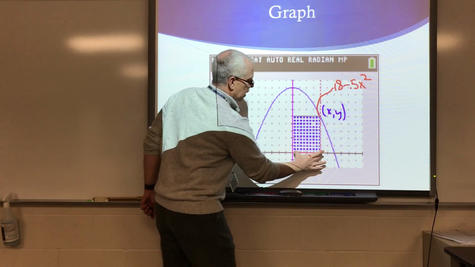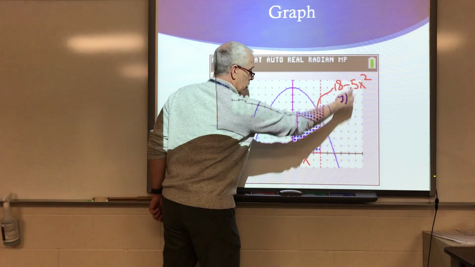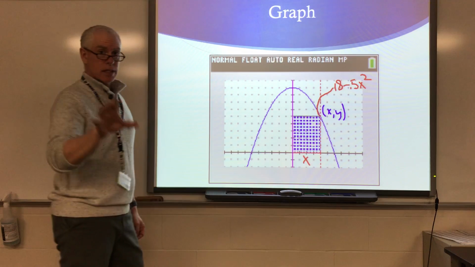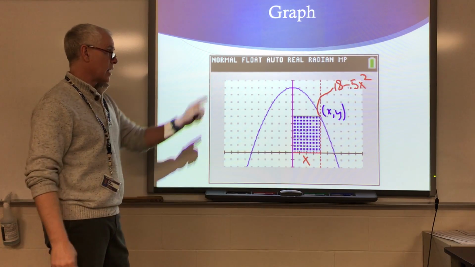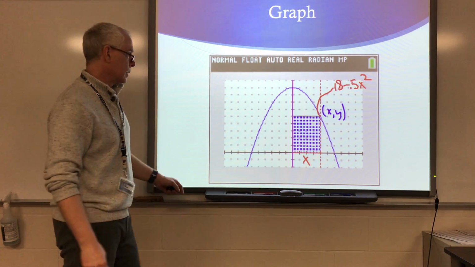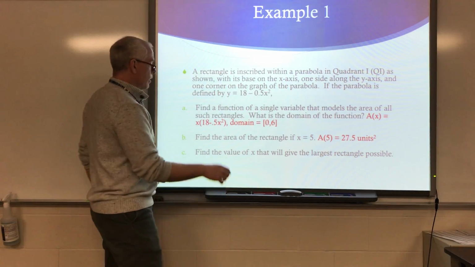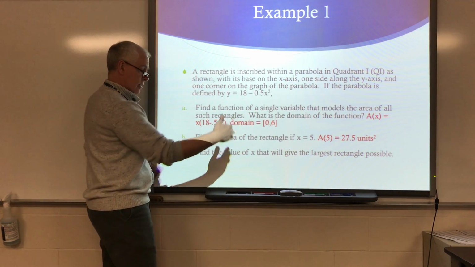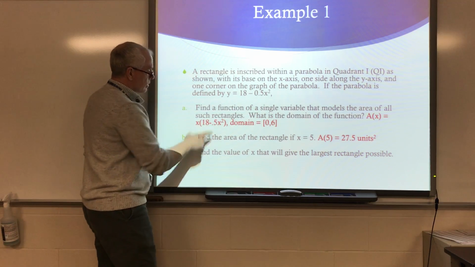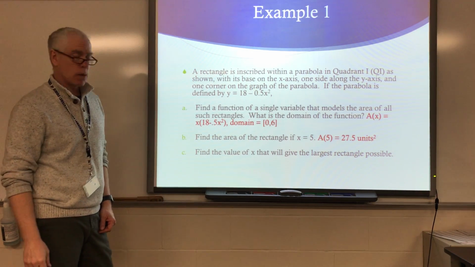Because when I put in this x, whatever it is, I have to put it into that equation to get the y value. So to stick to one variable, which is what they want, that's what I'm going to use for my y coordinate. So my area is going to be my base, which we said was x. That was the bottom of that rectangle. And our height is going to be that 18 minus 0.5x squared.